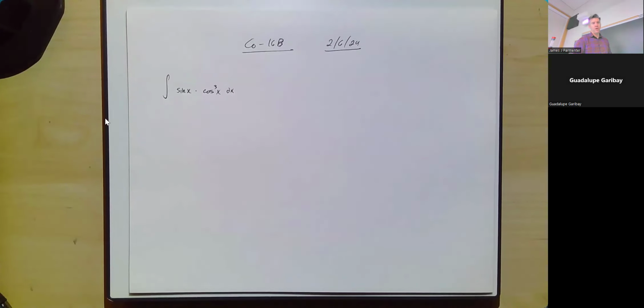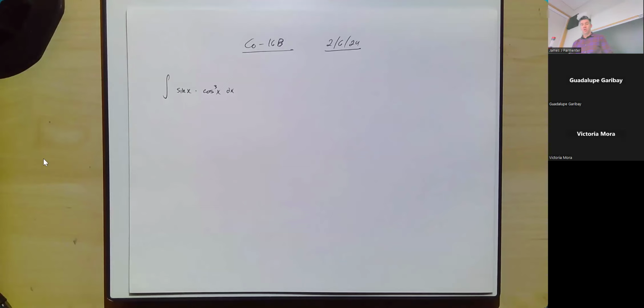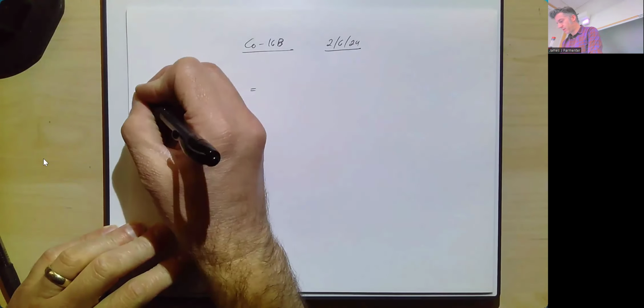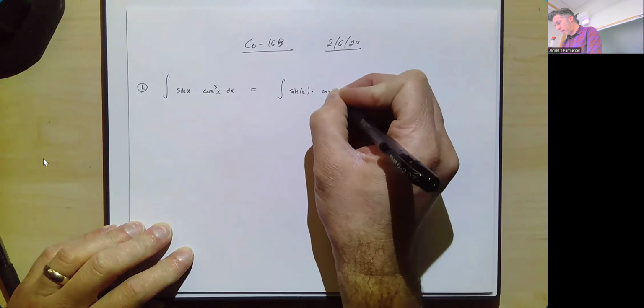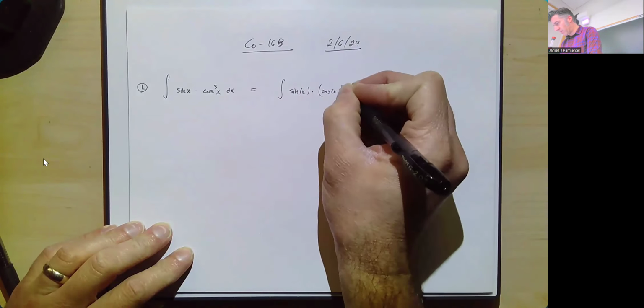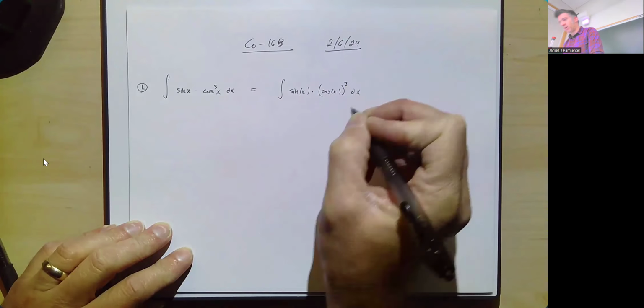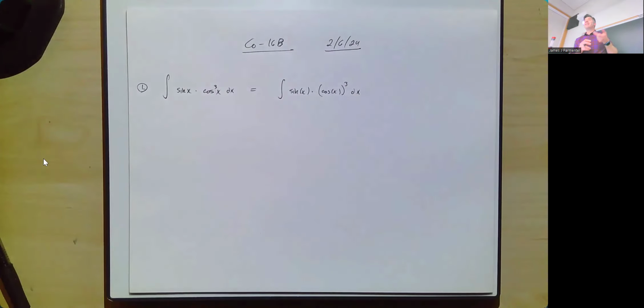This is a great example of how you could actually pick u to be either trigonometric function. You could pick u to be sine, or you could pick u to be cosine. But there's almost always a better choice. Here, the better choice is going to be letting u equal cosine, because this is sine of x times cosine of x raised to the third power. And so letting u equal the thing that's stuck inside another function is almost always the better choice.